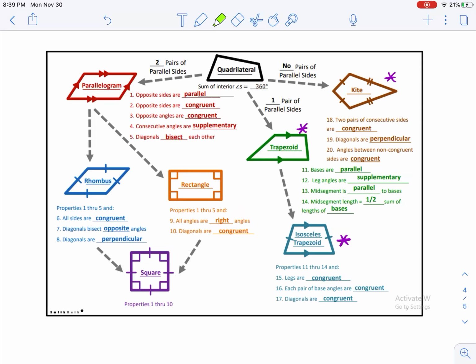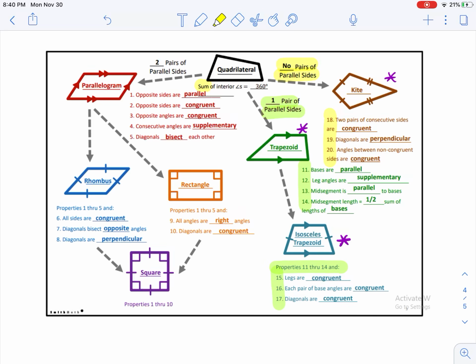So for trapezoids, again, it says if you had one pair of parallel sides, 11 through 14 will be true. If you know your trapezoid is isosceles, 11 through 14 are true, but so are 15, 16, and 17. And these are all things we talked about in the notes. If we go to a kite, we do not have any sets of parallel sides. Notice it says there are no parallel sides. And the only thing you can really say about a kite are 18, 19, and 20.